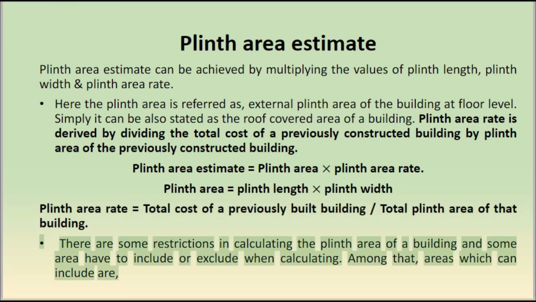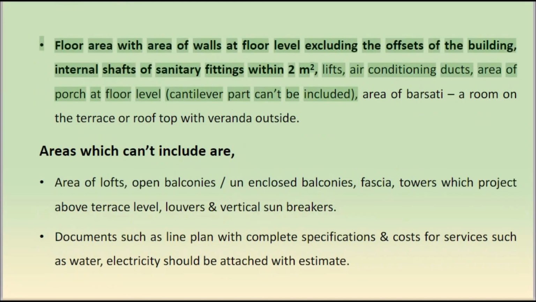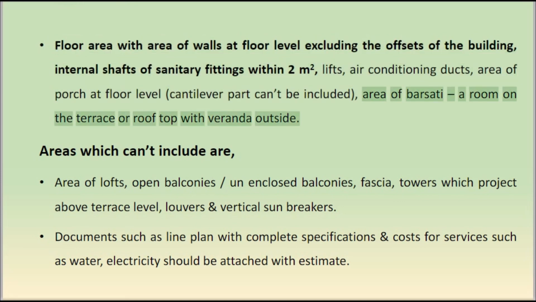There are some restrictions in calculating the plinth area of a building, and some areas have to be included or excluded when calculating. Among that, areas which can be included are: floor area with area of walls at floor level excluding the offsets of the building, internal shafts of sanitary fittings within 2 square meters, lifts, air conditioning ducts, area of porch at floor level, cantilever part can't be included, and area of bar satire room on the terrace or rooftop with veranda outside.